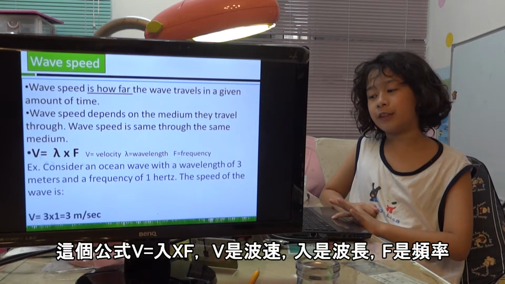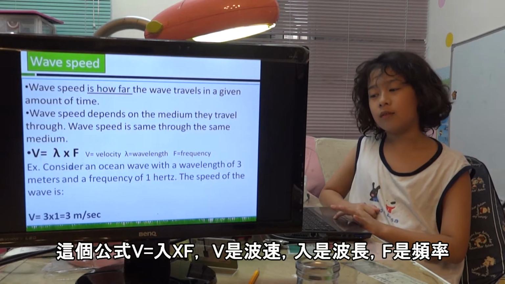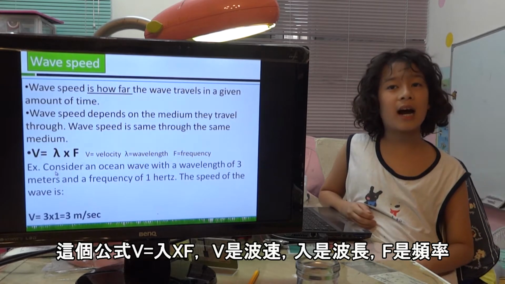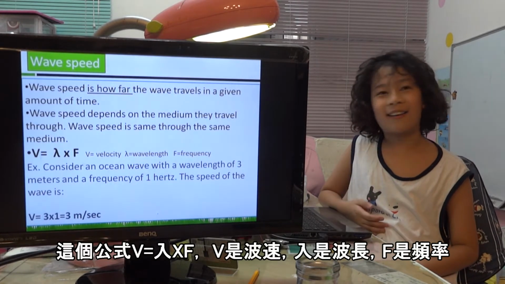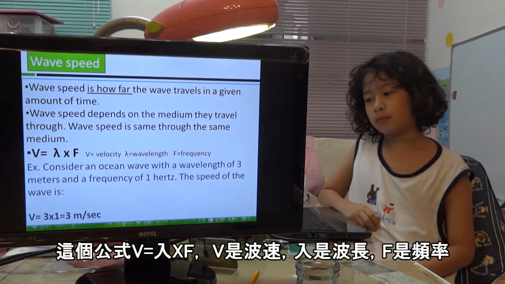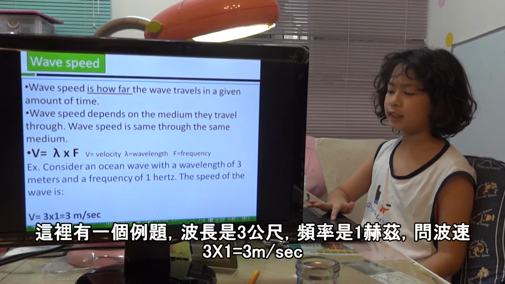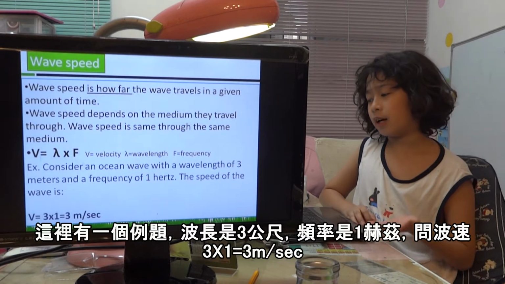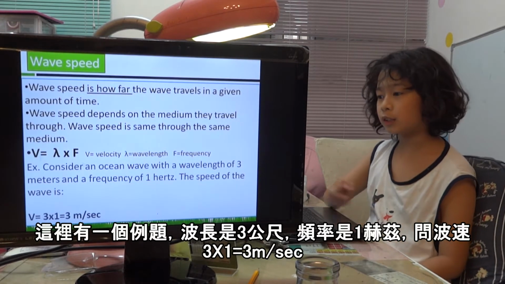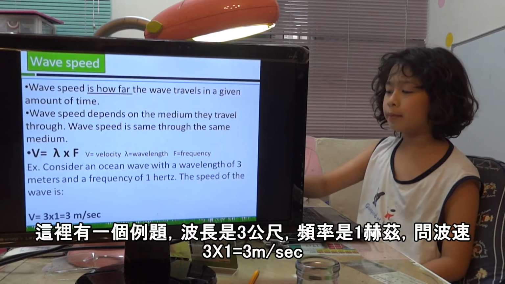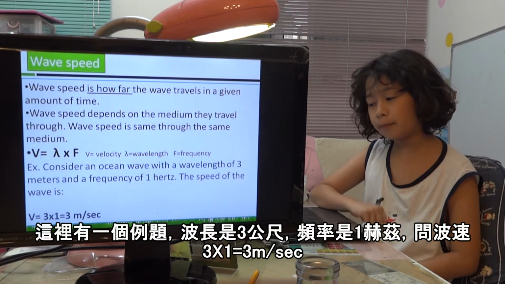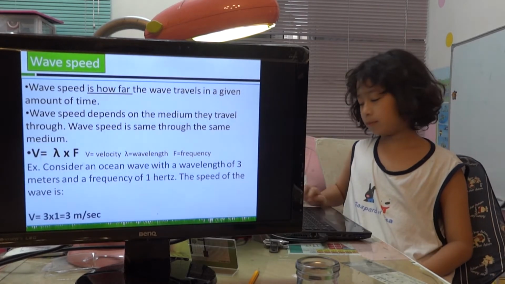So there's an equation: v is equal to lambda f. That means v is the velocity, the speed. Lambda is the wavelength, and f is the frequency. In this example, consider an ocean wave that has a wavelength of 3 meters, and the frequency is 1. So 3 is lambda, 1 is f, and then you multiply them together and it is equal to 3 meters per second.